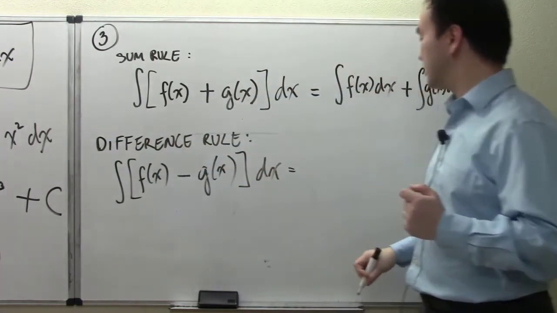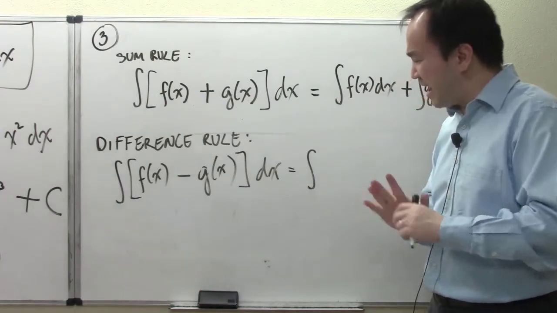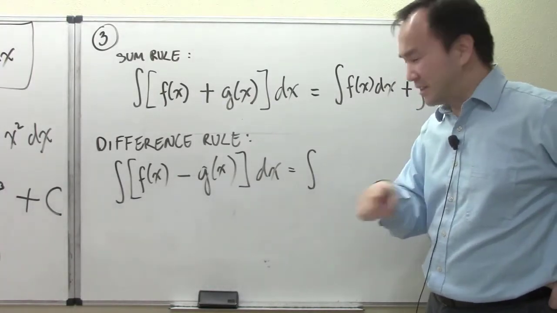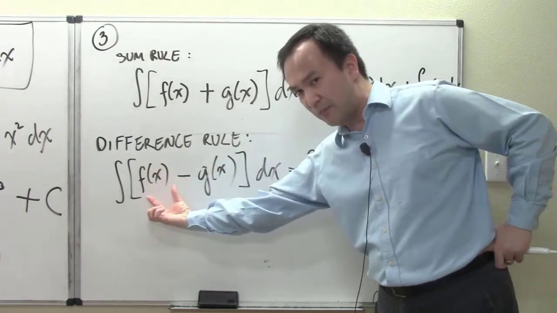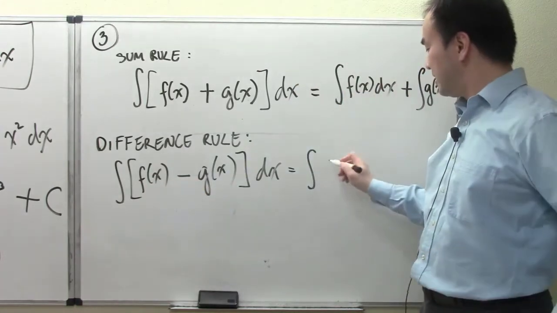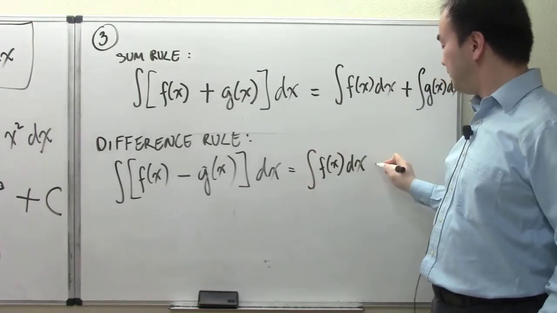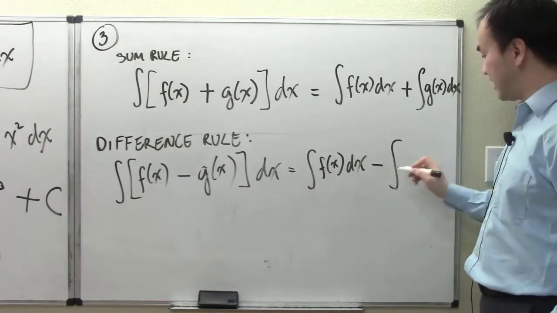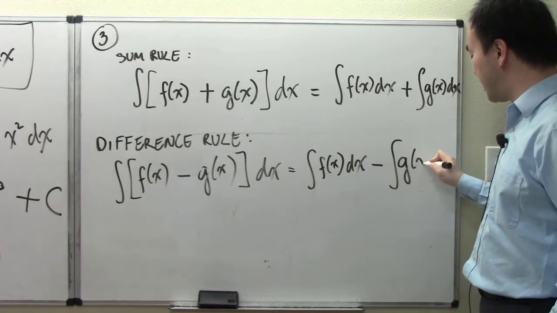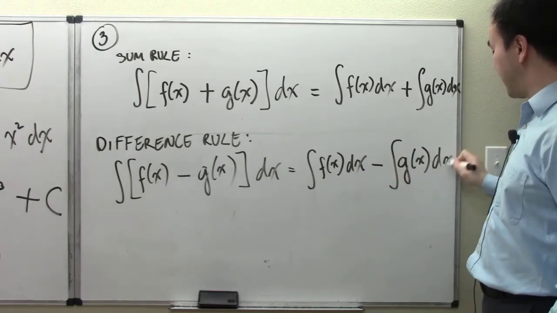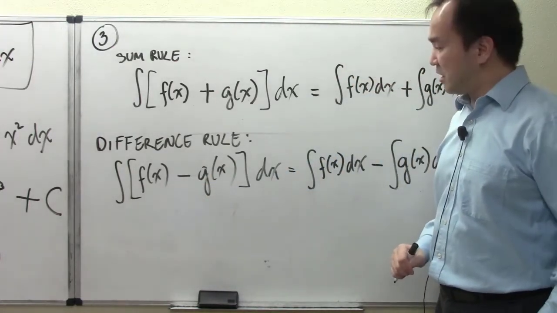Now the difference rule says we can simply find the antiderivative, but anytime it comes to a difference, we have to be extremely cautious with the order of the difference here. Our little function f of x comes before the subtraction sign. So that means you take the antiderivative of f of x first, and then the rule says you subtract the antiderivative of g of x. Okay, so that's the difference rule.